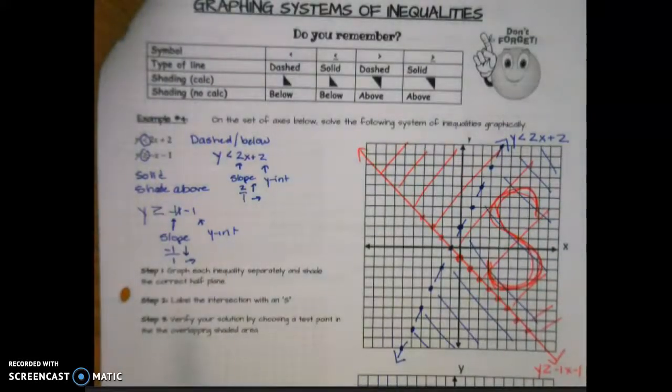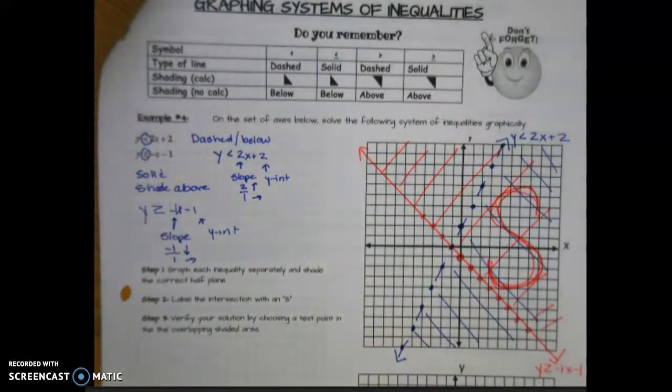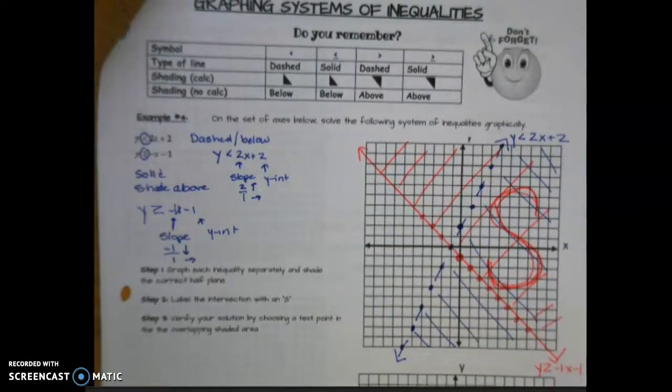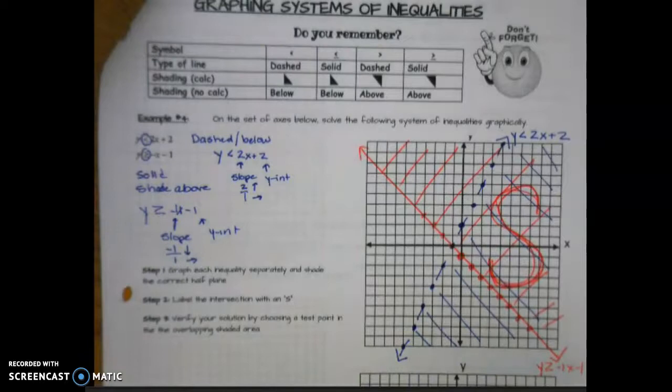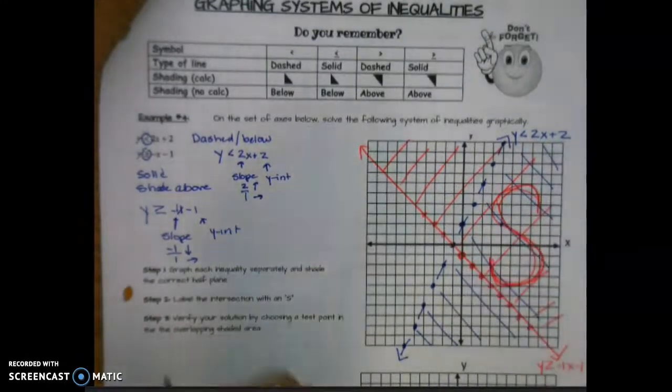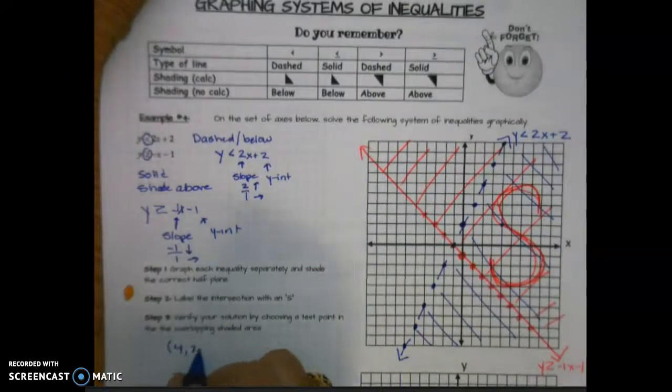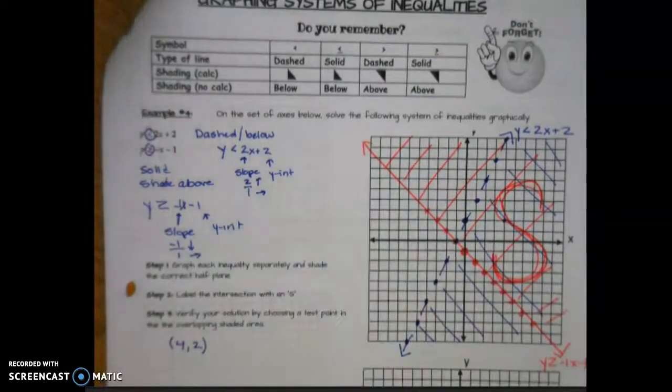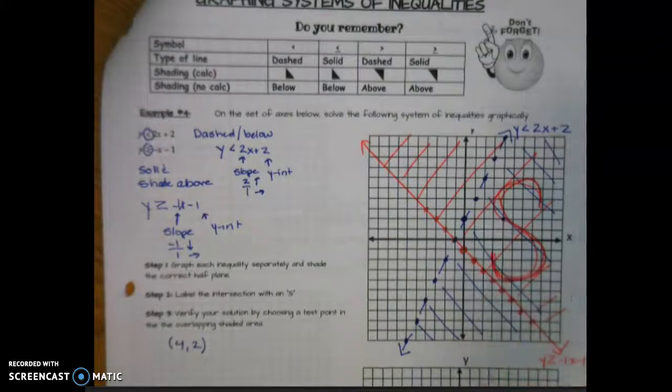Okay. Now sometimes, it wasn't written in this example, but sometimes they'll ask you if something is a solution. So let's pick the point like maybe 4, 2. Because 42 is my favorite number. So is 4, 2 a solution? Okay. So you would say, yes, 4, 2 is a solution because it's in the double shaded region.